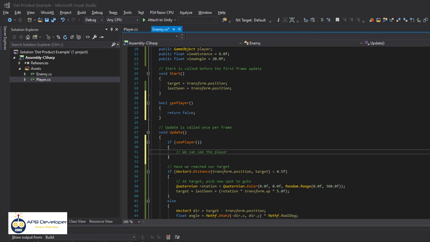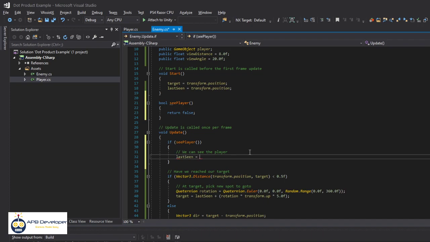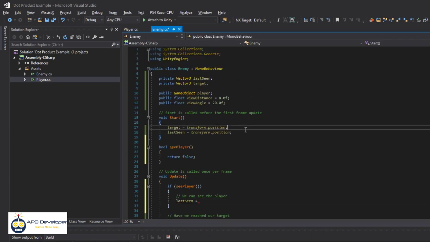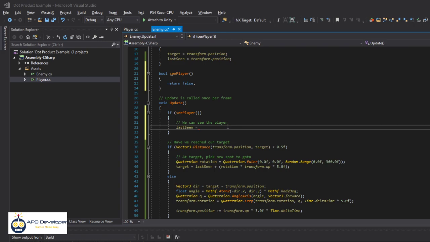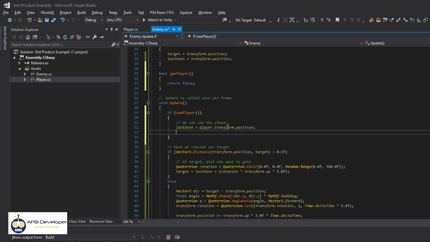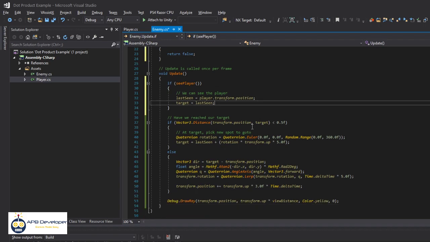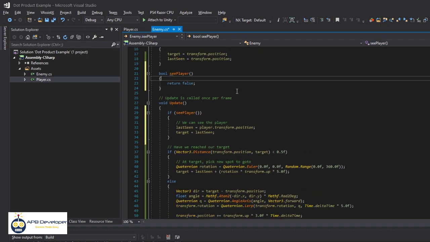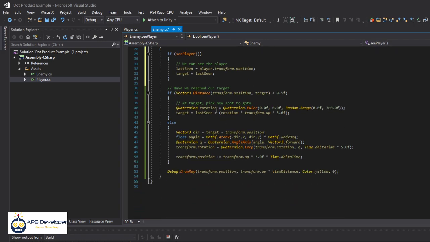the easiest thing to do here is we just basically want to say the last point we saw the player is in the last point here, which will be the player.transform.position, and we'll set the target to last seen, just so the tank goes towards it. Obviously at the moment this will never happen because it returns false.